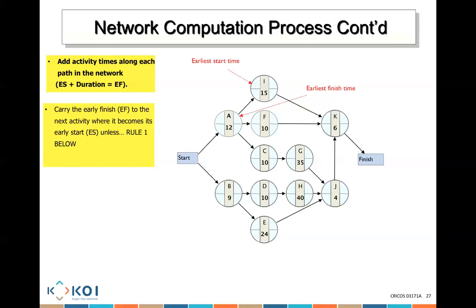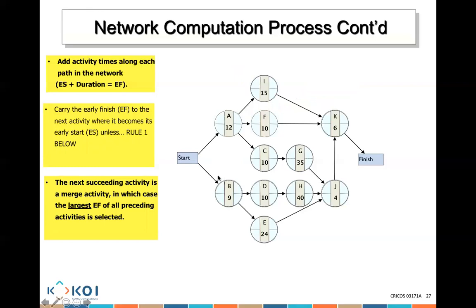What is that exception? The exception is if it's a merge activity. So if there's a merge activity, what will happen? Look, this is a merge activity. This merge activity has 1 early finish time, 2 early finish time, 3 early finish time. So whenever you have a merge activity, you basically use the latest, the largest early finish, and that becomes the early start of the next activity.